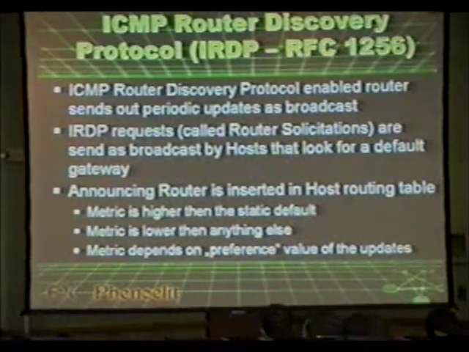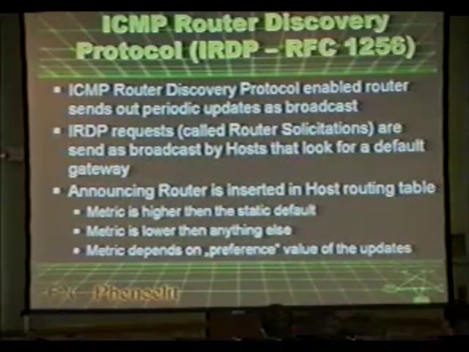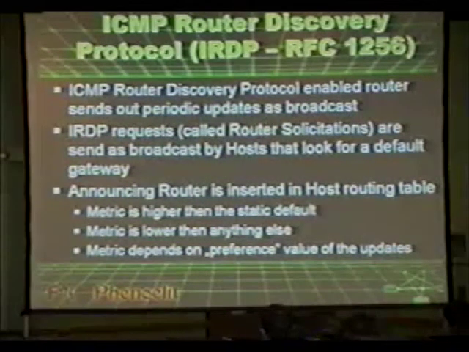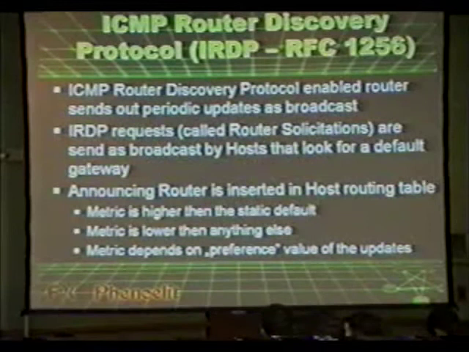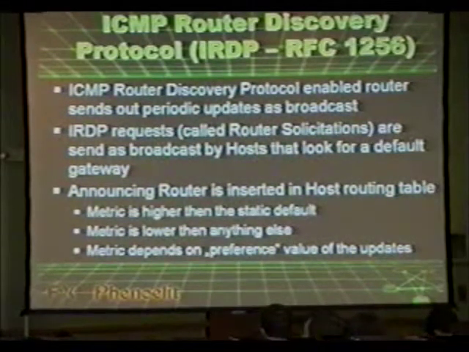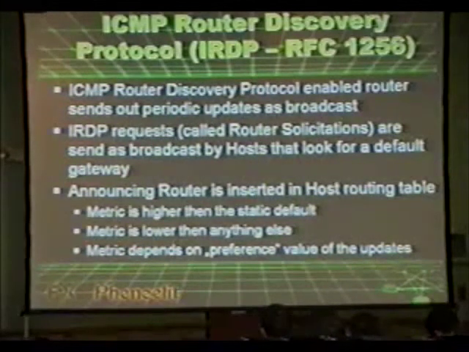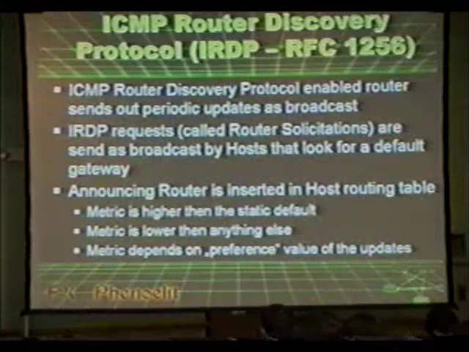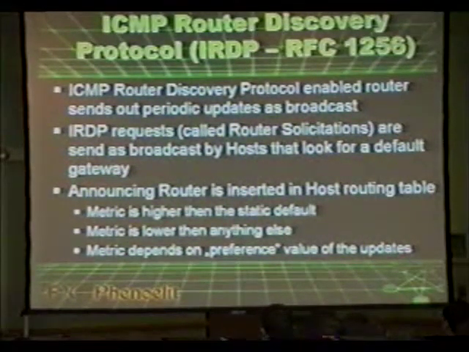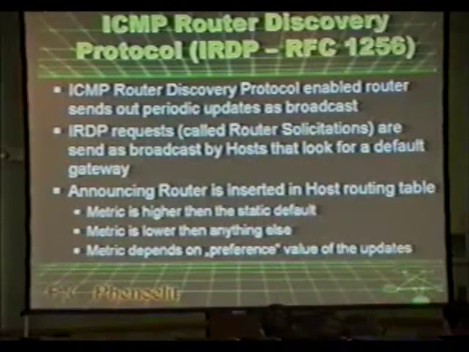The announcing router, let's say you are the announcing router, is inserted in the host routing table with less priority, meaning with a higher metric than the default router. So make sure the default router is not available. And the metric depends on the preference. Most systems just run with a low preference. If you use a high preference, you're the first guy.